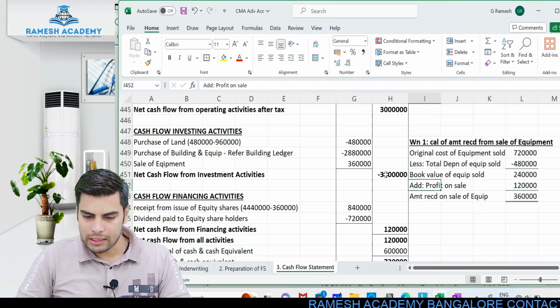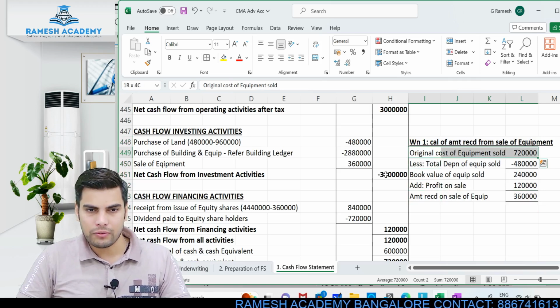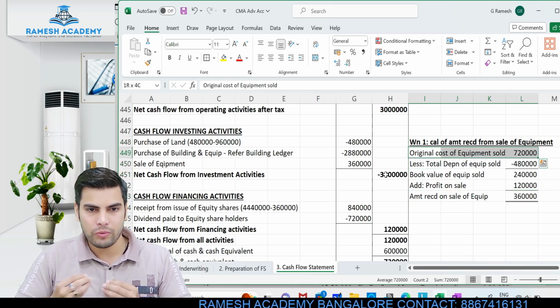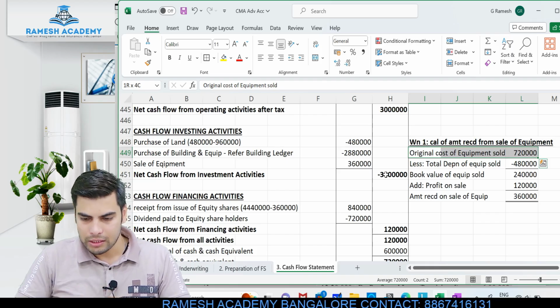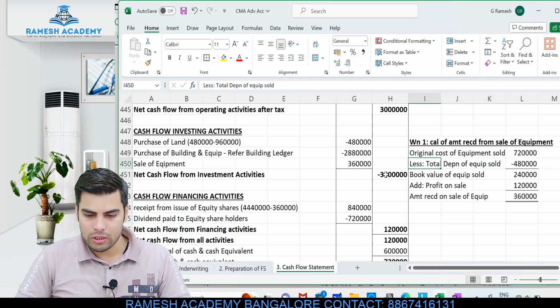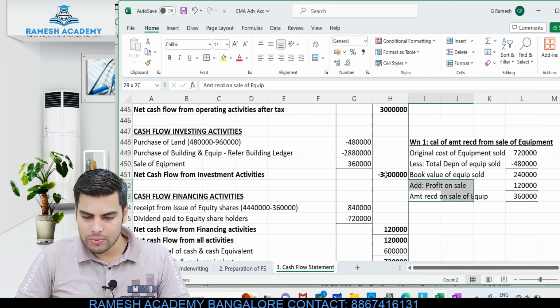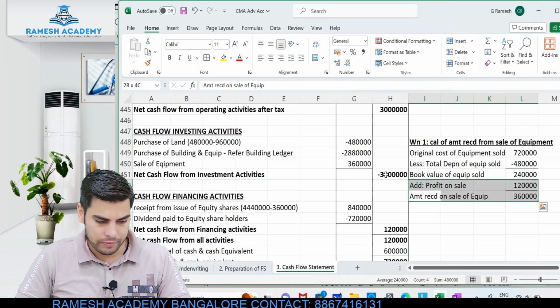Okay, so how exactly did we get the amount what we received? See, this is the original cost of the asset which they have sold. They are not telling that this is the amount which we received when we sold this particular equipment. No, this is the original cost of the asset which was actually sold. Okay, so by adding this profit, this is the amount which we would have received. All right.